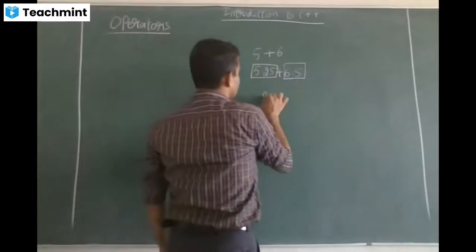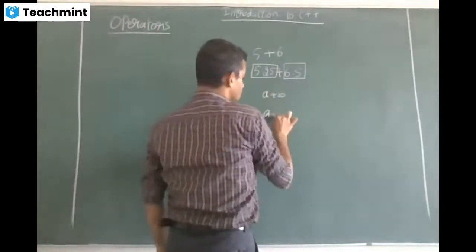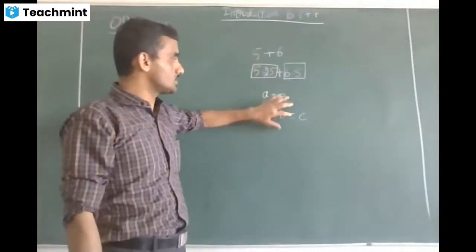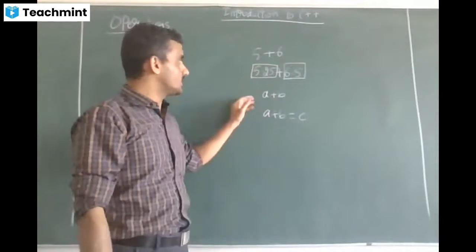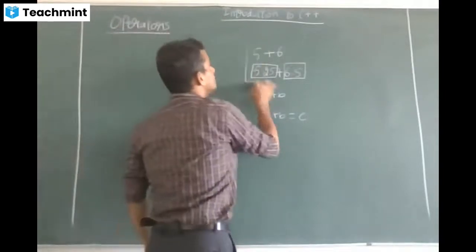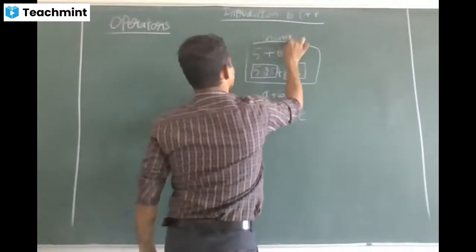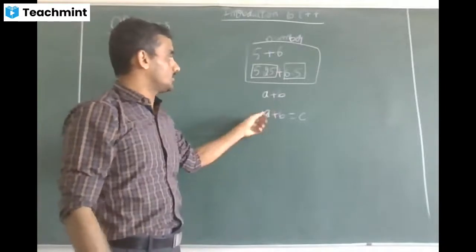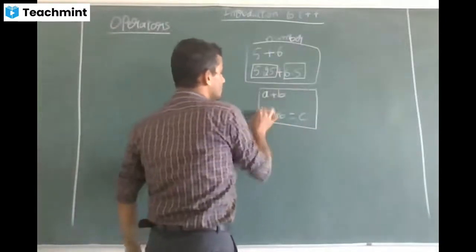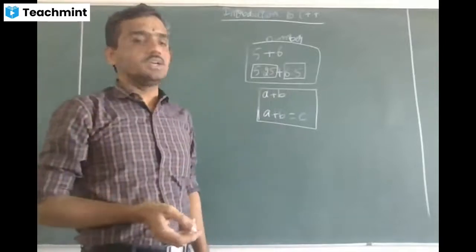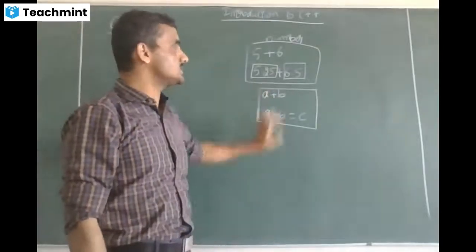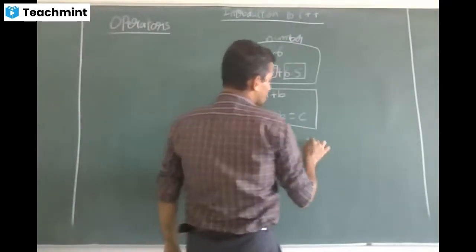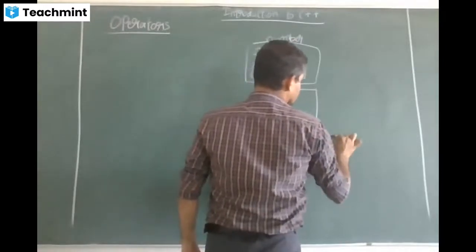Or else I can say a plus b, a plus b is equal to c, like this. In this way we can use the operators. Plus is an operator, equals to is an operator. The difference here is that in the first two examples we are using numbers, that is 5, 6, 5.25, 6.5. In the third and fourth examples, we are not using numbers for the operation. We are using the letters A, B, and C. These letters are called operands.